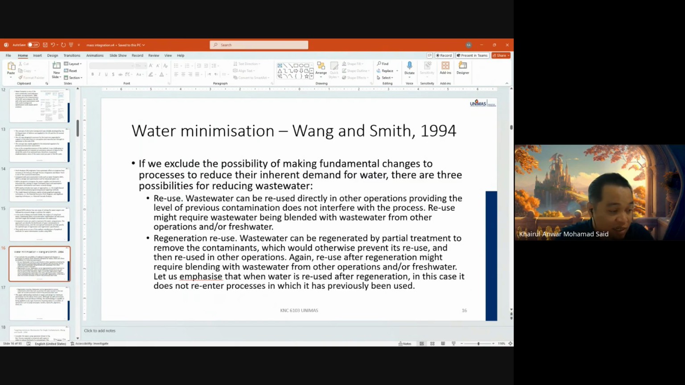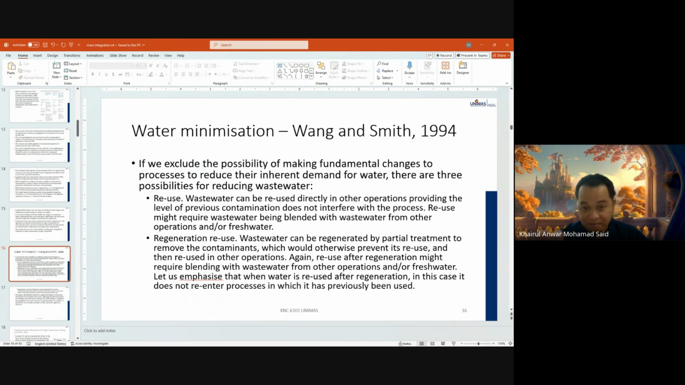Another one is regeneration reuse. It's partially treating wastewater to remove contaminant before using it in a different process. The third one is regeneration recycling: regenerate the wastewater and recycle it back into the process where it was previously used.